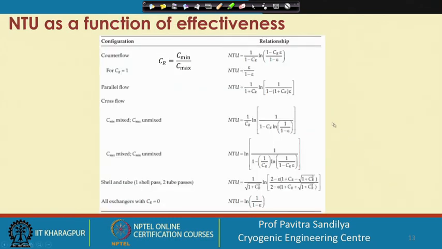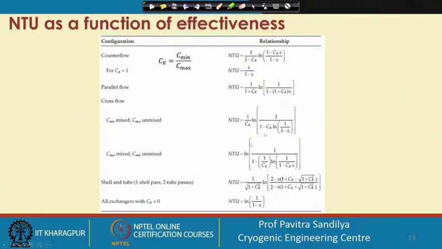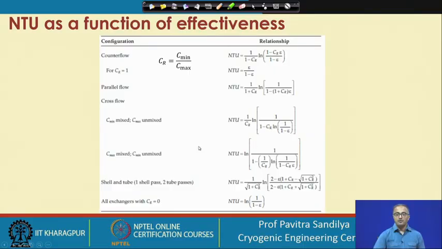Now in this particular table we give the NTU in terms of the epsilon. So the earlier table was giving the epsilon in terms of the NTU, and this table gives you the value of the NTU in terms of the epsilon. That means we can find out the value of NTU and epsilon from either of the values, either from these analytical expressions given in this particular table or from the graphs. So any of these things can be used to find out the value of the NTU and the epsilon.